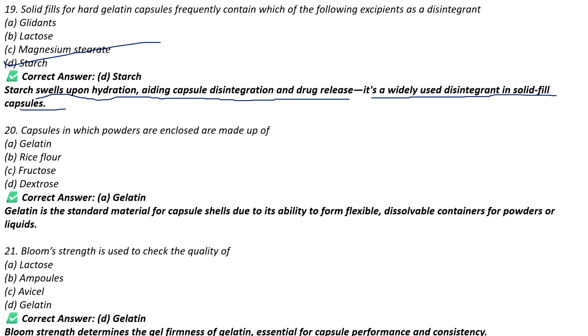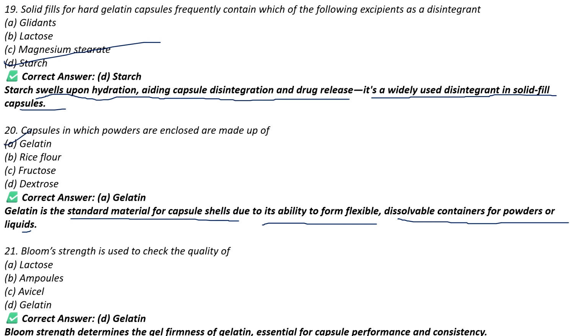So moving on to the next question, capsules in which powders are enclosed are made up of gelatin, rice flour, fructose, or dextrose. Gelatin is a standard material for capsule shells due to its ability to form a flexible, dissolvable container for powders or liquids. So we can say option A, that is gelatin, is the correct answer for this question.